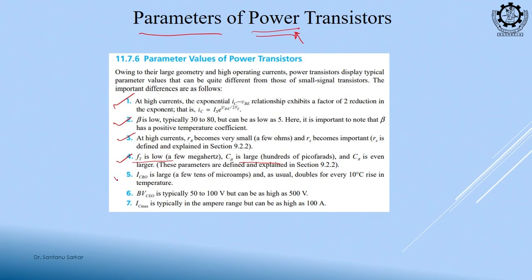The collector ICBO is large, breakdown voltage BVCEO is large, typically around 50 to 100, and in some cases it can be as large as 500. So, these all are the requirements, these all are the parameters. IC max is also typically very large and could be as high as 100 ampere. So, these are all the specifications of the power transistor or power BJT.